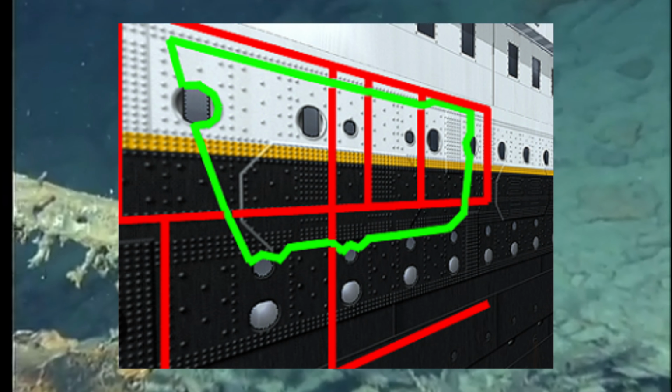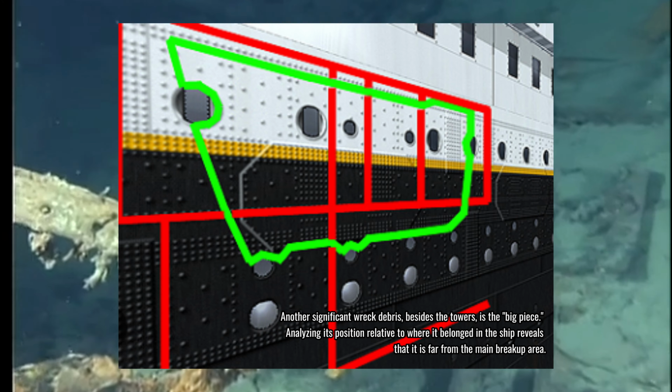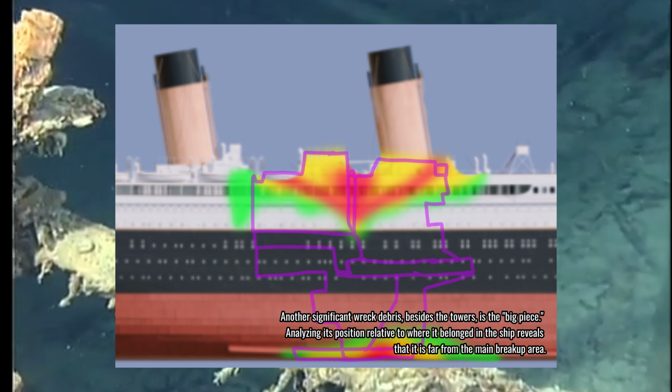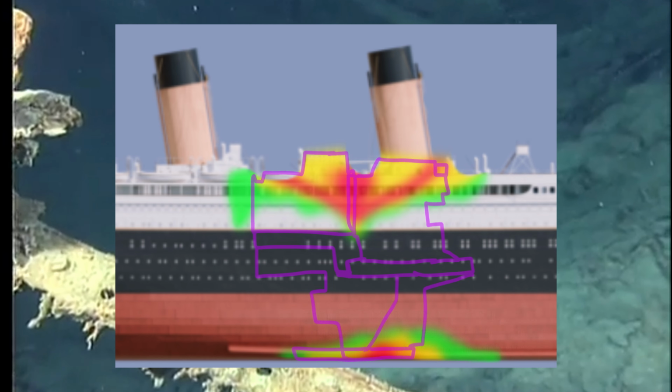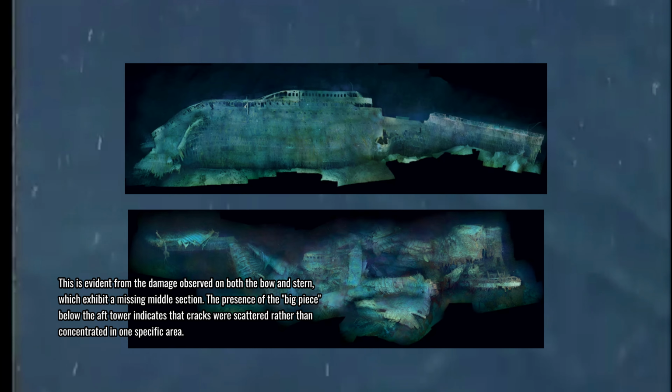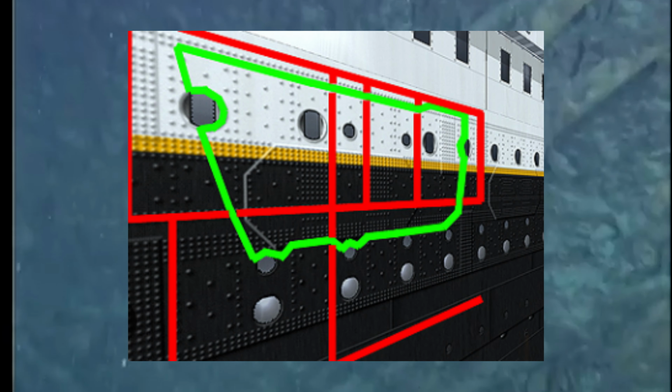Evidence of this can be seen in a piece of the wreck known as the Big Piece, which shows that cracks originated in multiple areas. We can say this from observing the wreck. The main crack or fracture in the bow is located just before the third funnel area. The Big Piece is located near the aft engine or skylights if attempted to puzzle back into its original place in the ship.